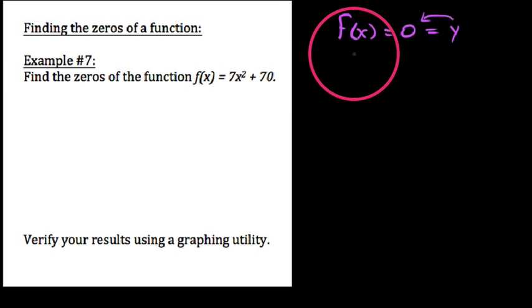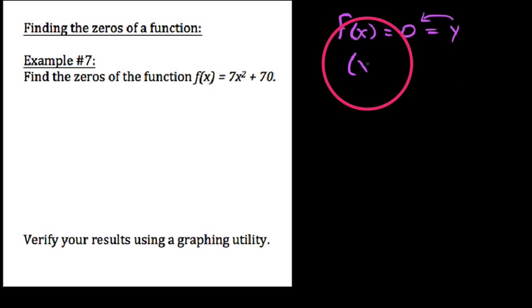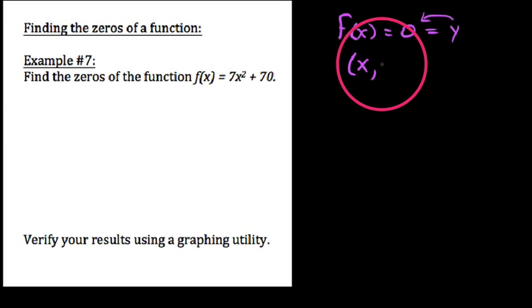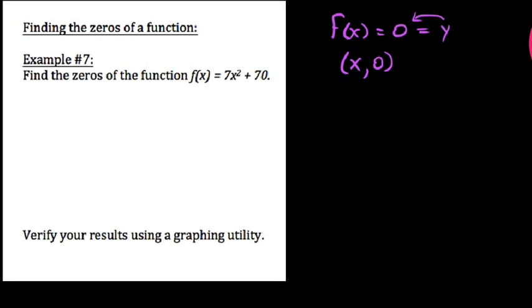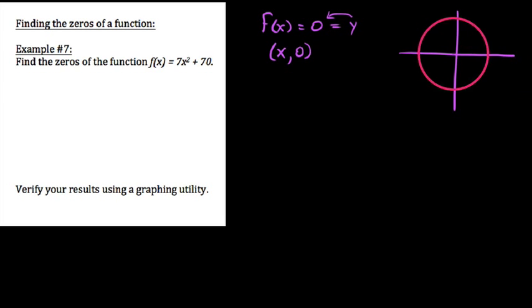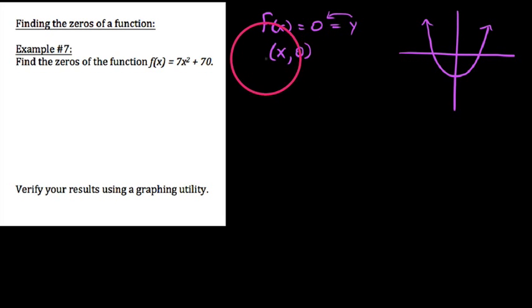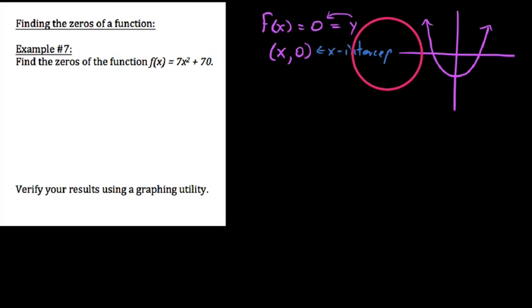So what we're really looking for are, if we express this as an ordered pair, when we plug in this x value, getting a y value of 0, this would lie at least on a graph. If I had some graph of a parabola here, its zeros would be its x-intercepts, okay? So these right here are x-intercepts.